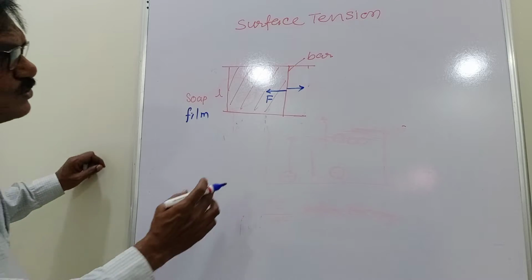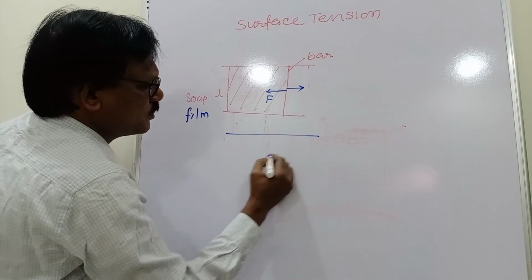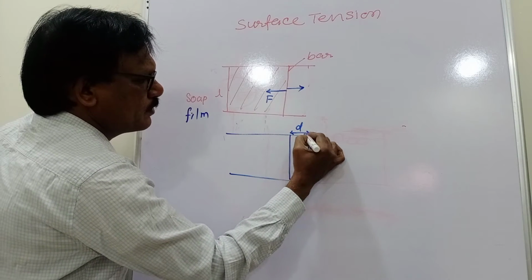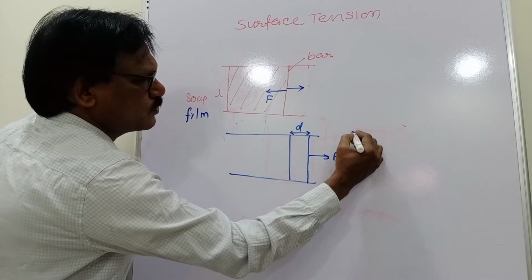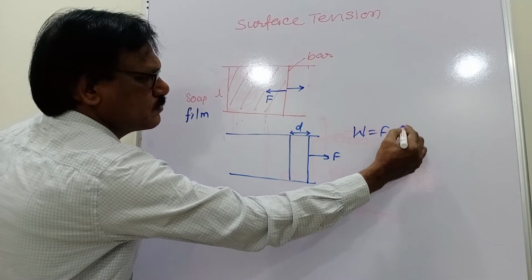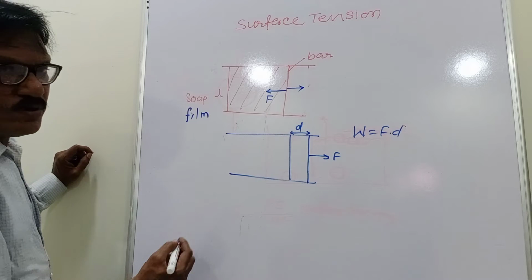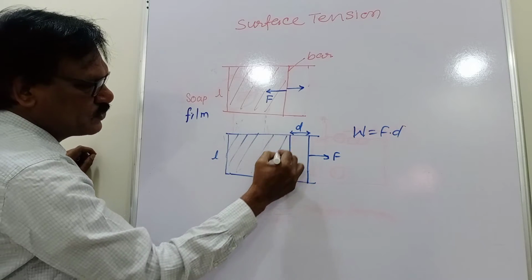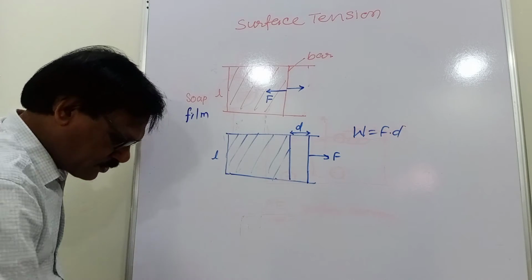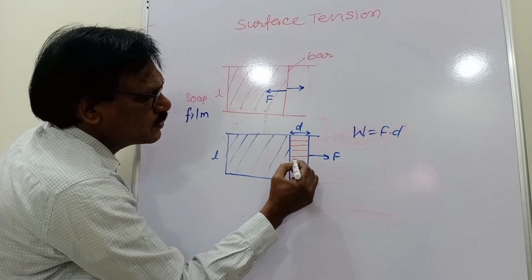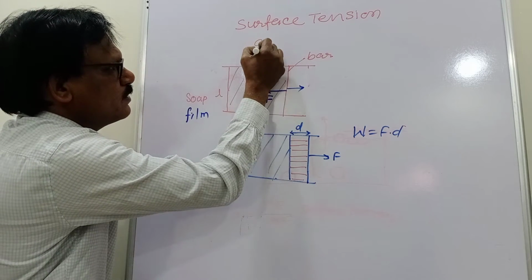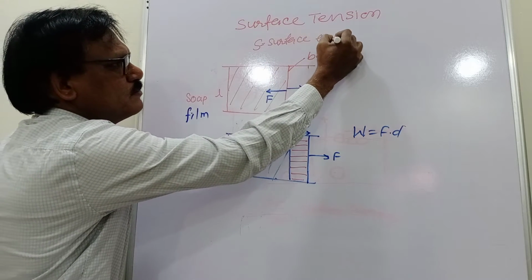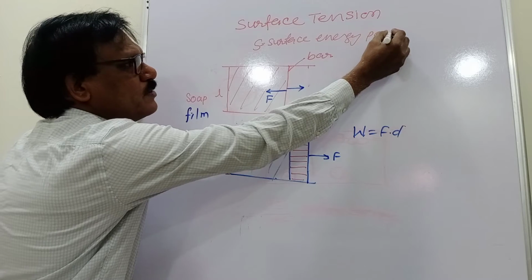But if we apply force here, and displace this bar by a very small distance d to this side by applying external force, the work done will be force into displacement. This work done will be stored in the form of energy. This is L. So how much area is increased? This is the increase in area. As we know, S is the surface energy per unit area.